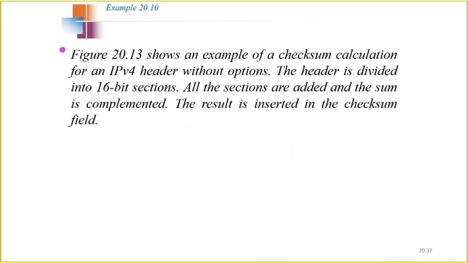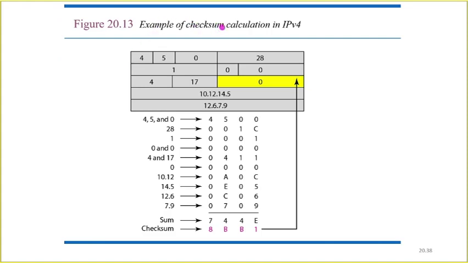Okay, one more thing: the checksum. The checksum we have already seen. Here is how the checksum is calculated. It is basically for error control or error detection in the header. The header has different byte values: the first, second, third, fourth. So 4, 5 and 0 are considered as 16 bits, and this is another 16 bits.